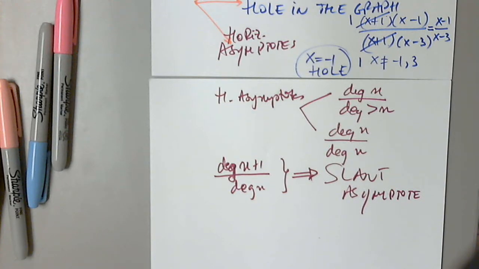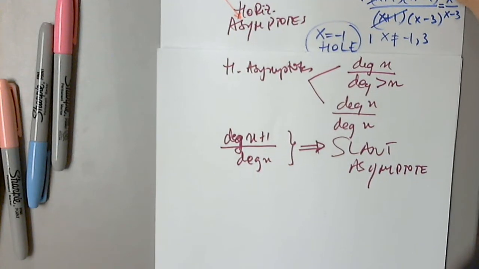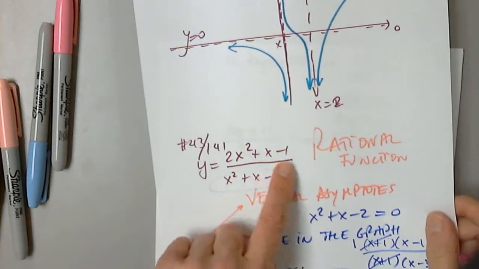But it's specific to one situation when there is a slant asymptote. Only when this degree is like 3 and this one 2, 4 and 3, 10 and 9. So the top is 1 degree higher than the bottom. We're going to get to slant asymptotes again in chapter 4. So I'm coming back to this.